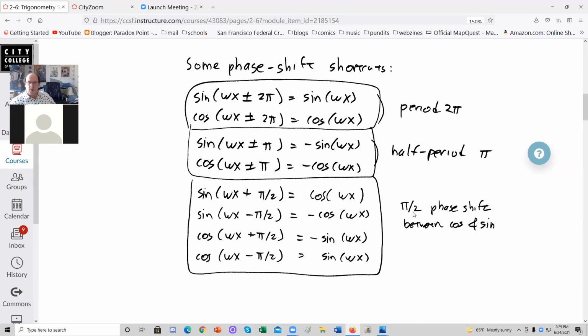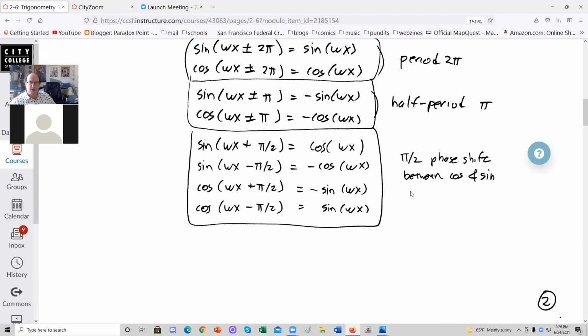But when you shift by 1/2 of a phase, by pi over 2, that changes sines to cosines and cosines to sines. So if you add pi halves radians to omega x, then sine will be cosine of omega x. And its complement is if you subtract pi halves radians from omega x, then cosine will be sine omega x. These other two, there's a negative coming in here. Sine of omega x minus pi halves is negative cosine omega x. Cosine of omega x plus pi halves is minus sine of omega x. I grant that this one is the hardest to remember. You may have to actually input values and see which way it goes.